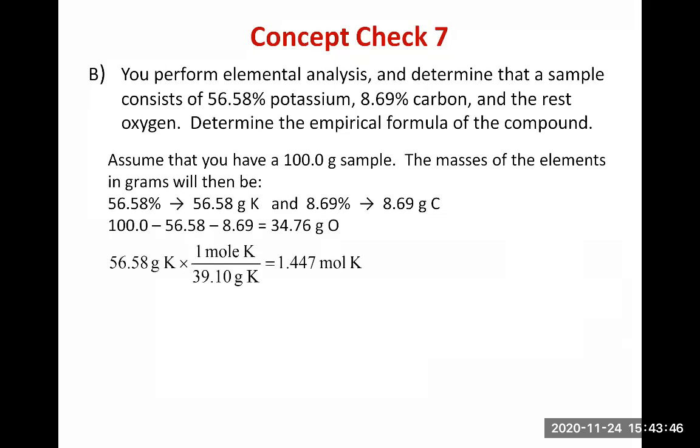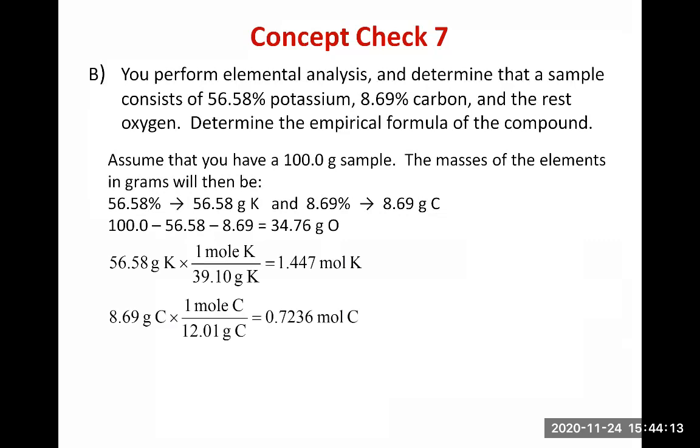So let's start with potassium. 56.58 grams of potassium multiplied by 1 mole of K divided by 39.10 grams of K. That's the molar mass of potassium. We write it such that the grams are on the bottom, so we can cancel units of grams of potassium. And we get this number of moles of 1.447 for potassium.